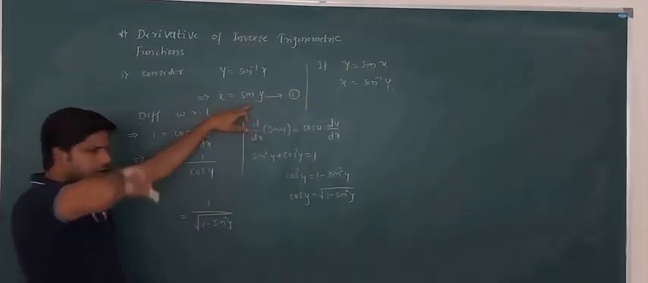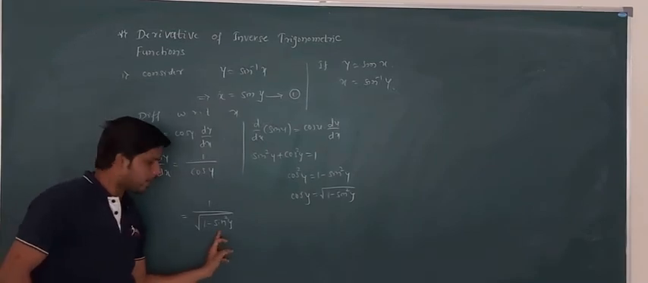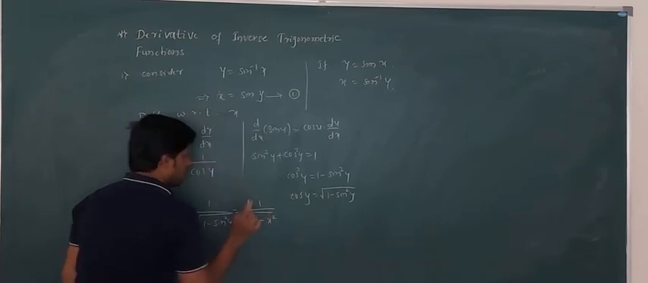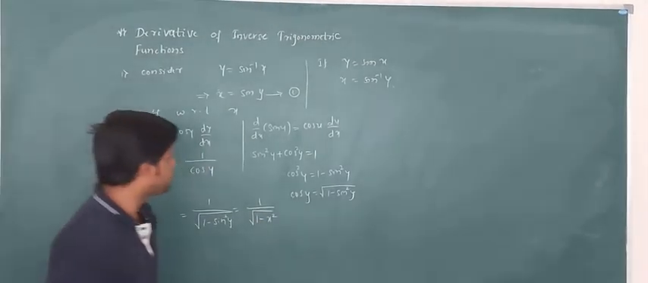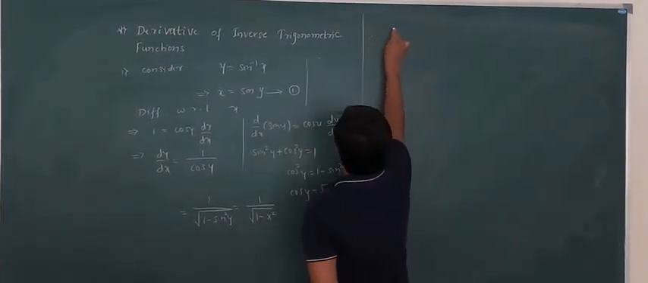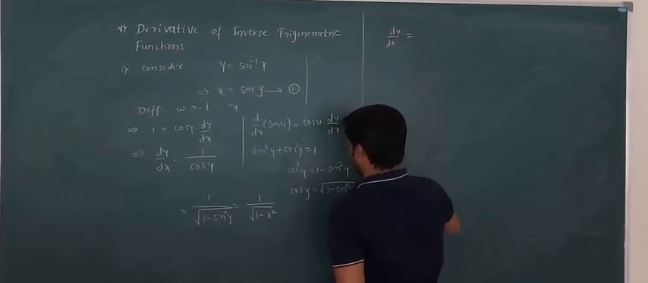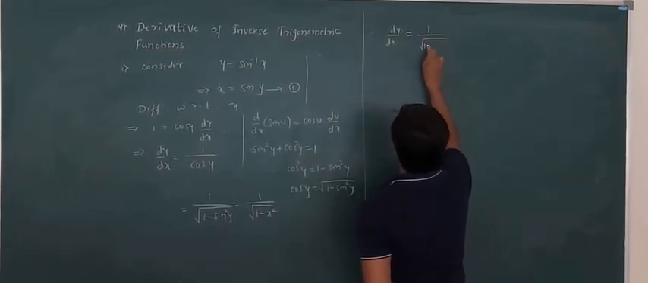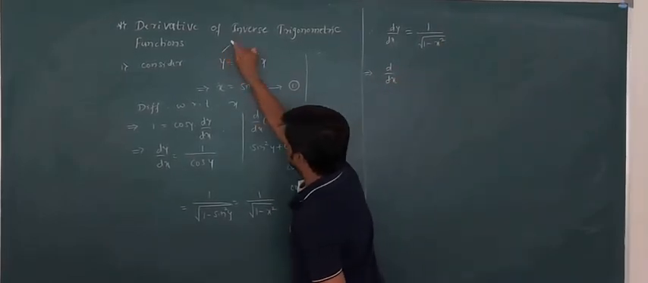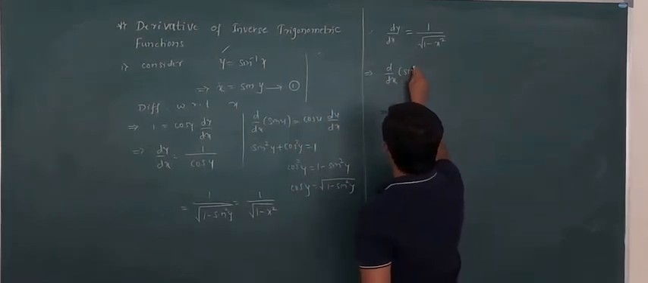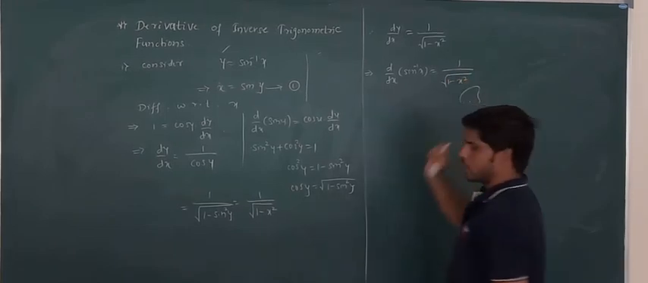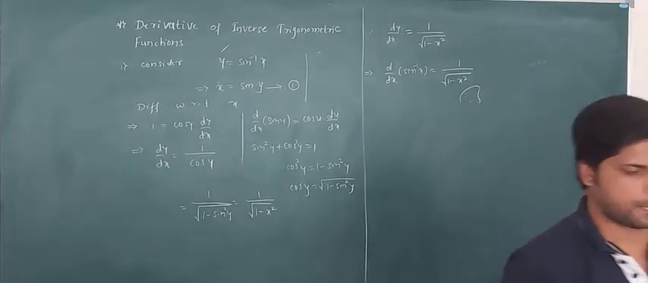By equation number 1 we have x equal to sin y, so sin square y can be written as x square. That gives 1 upon square root of 1 minus x square. Therefore, given y equal to sin inverse x, d by dx of sin inverse x is equal to 1 upon square root of 1 minus x square. This is our required solution. Write it down.